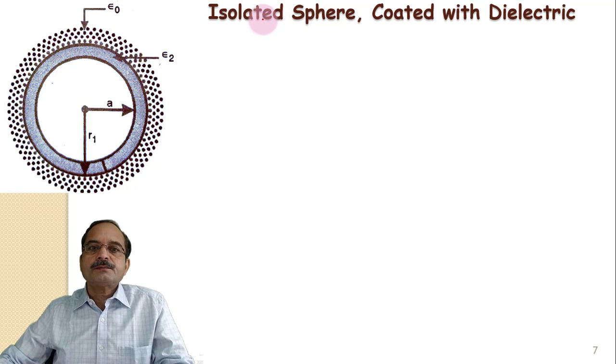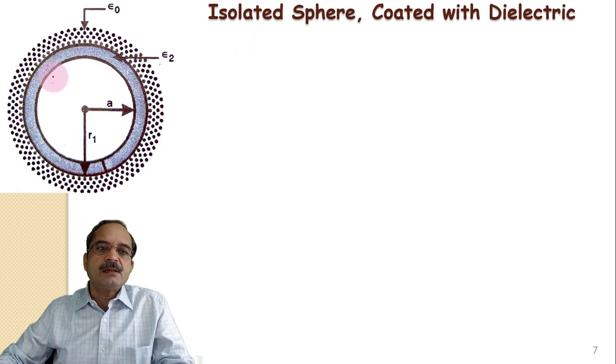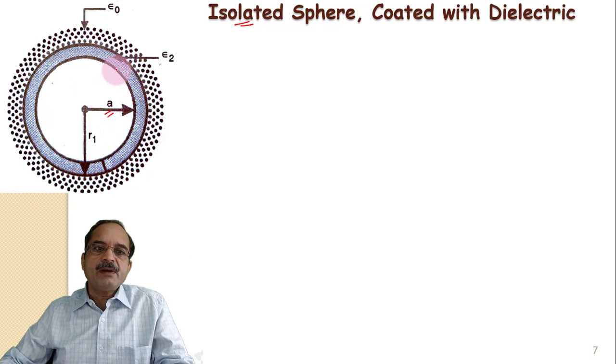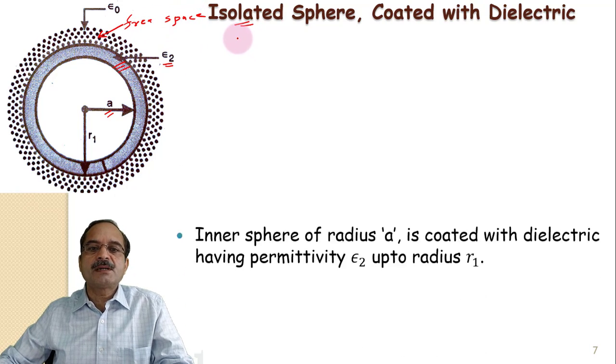Now we have the isolated sphere coated with dielectric. So this is the inner sphere of the spherical capacitor of radius a, and the outer sphere is located at infinity. That's why it is an isolated sphere. But this sphere of radius a is coated with some dielectric material with permittivity epsilon 2. Outside this coating, it is free space, having permittivity epsilon 0. So let us find out the capacitance of such a system.